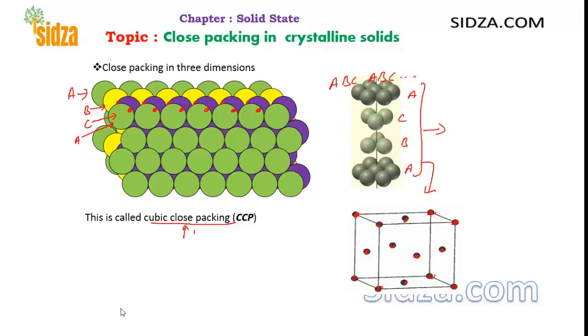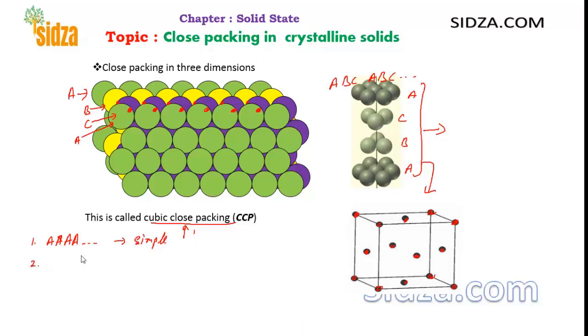And in the cubic close packing, the arrangement is ABC type. So far what we have learned is that a crystalline solid in 3 dimensions can have, number one, an AA type of arrangement, and the unit cell normally that you get is a simple unit cell. It is a simple, or you can say a primitive, unit cell.